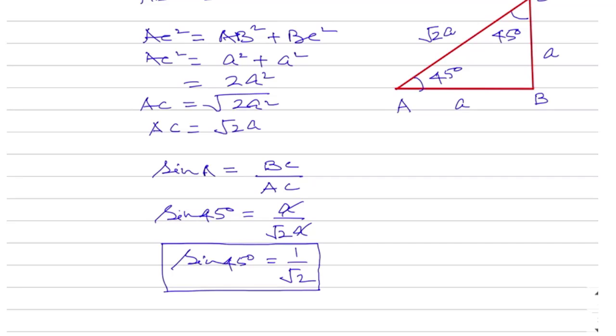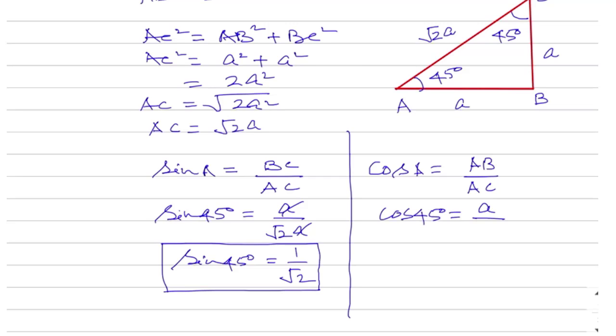Now similarly use the definition of the cos function. So the cos A is equal to base upon hypotenuse. Here base is AB and hypotenuse is AC. And AB is a, therefore cos 45 degrees is equal to a upon root 2 a. Here a is cancelled out, so we have cos 45 degrees equal to 1 upon root 2.